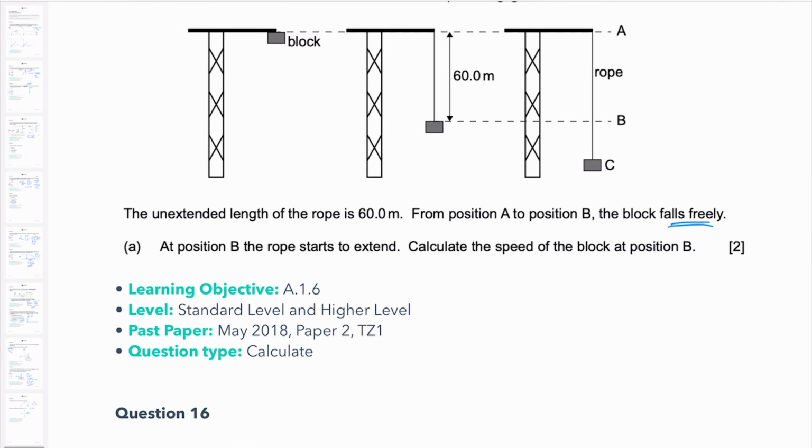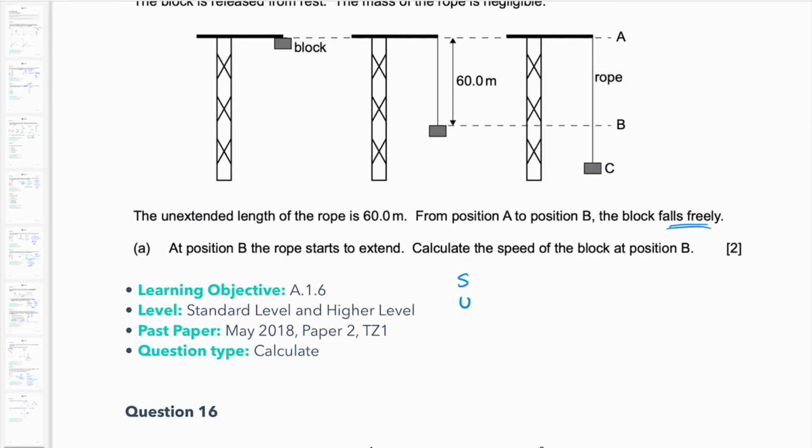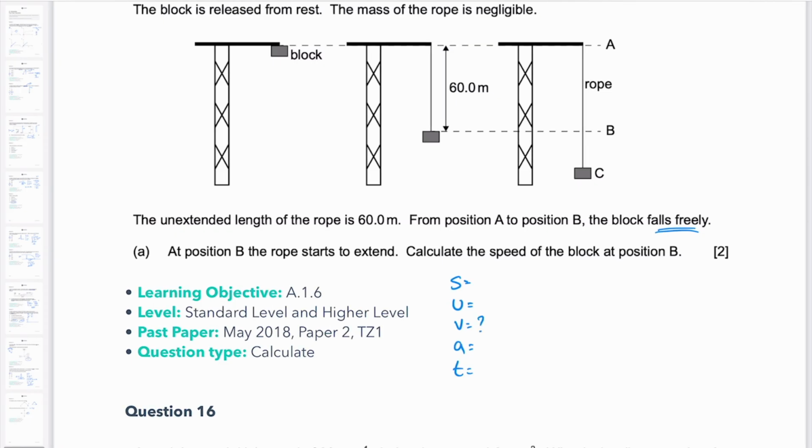So between A and B, we know that the block falls freely. It will accelerate under the force of gravity in our Earth's gravitational field. So we're using the SUVAT equations. We want to know what the final velocity is. We know that the initial velocity is 0 metres per second. It's falling from rest. Let's choose downwards as positive. That means our acceleration due to gravity is 9.81 metres per second squared, and it falls a distance of 60 metres.